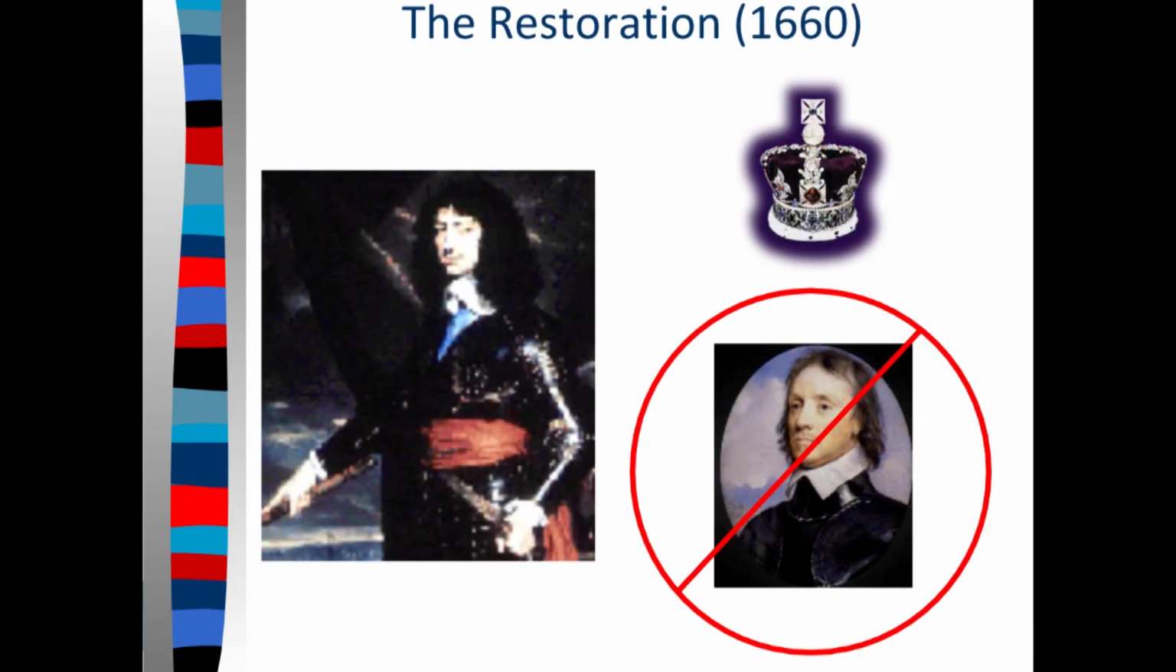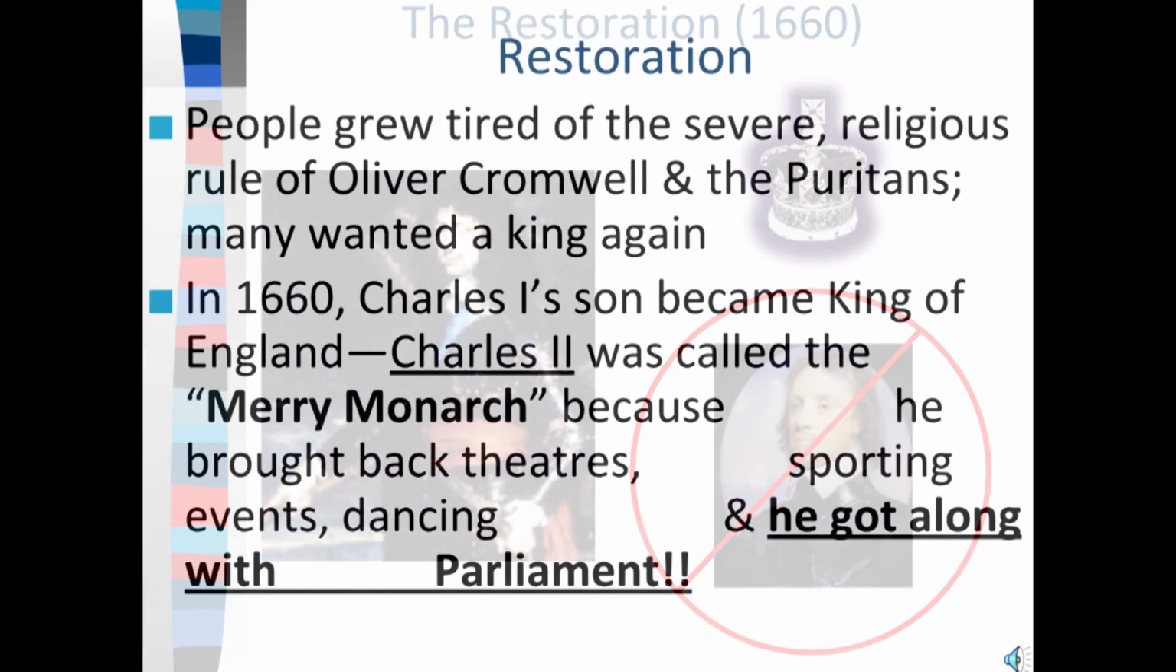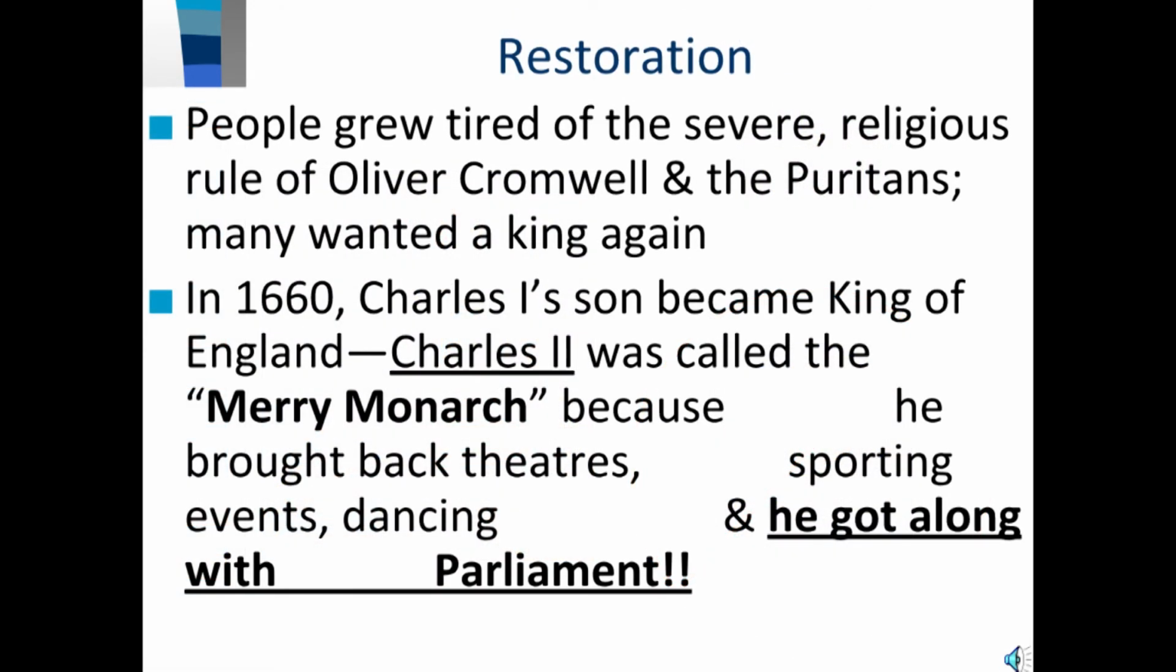So eventually the Commonwealth is going to be gotten rid of. People grew really tired of those religious rules of Cromwell and the Puritans, and so they said, you know what, I think we'd just rather have a king, honestly, than all this garbage. So in 1660, Charles I's son became King of England, and Charles II is going to be his name. He's called the Merry Monarch because he brought back theaters, sporting events, dancing, and he got along with Parliament.